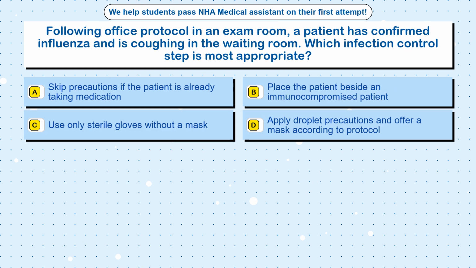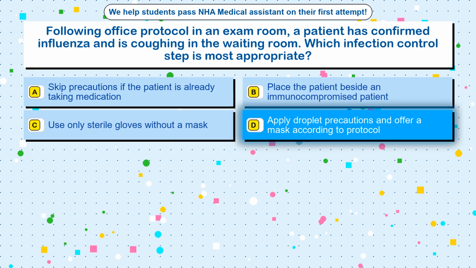Question 24. Following office protocol in an exam room, a patient has confirmed influenza and is coughing in the waiting room. Which infection control step is most appropriate? Option A. Skip precautions if the patient is already taking medication. Option B. Place the patient beside an immunocompromised patient. Option C. Use only sterile gloves without a mask. Option D. Apply droplet precautions and offer a mask according to protocol.